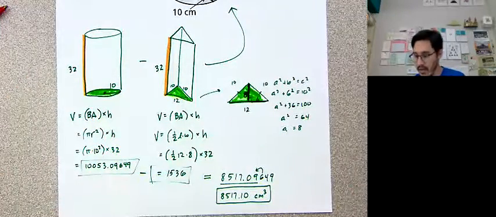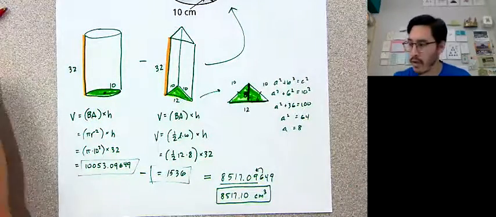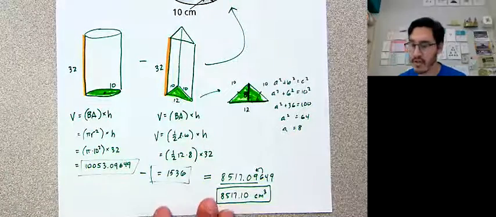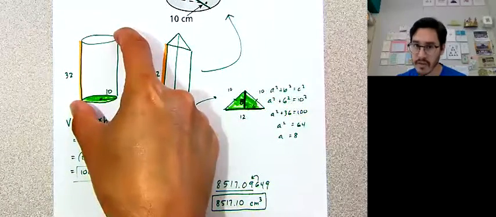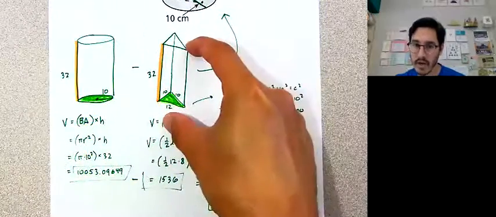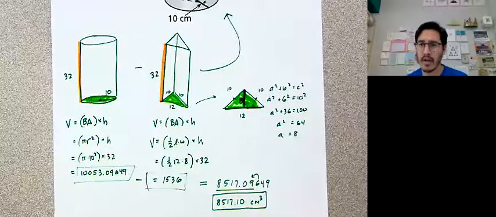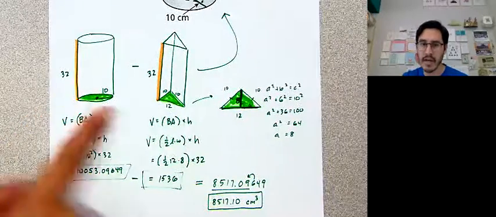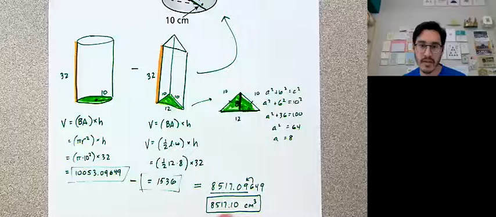I really enjoyed this problem. I hope you did too. I hope you understood the logic of it: take the full volume of the solid, subtract the volume of the cutout. And we're having to apply both areas of circles and areas of triangles to solve this problem.